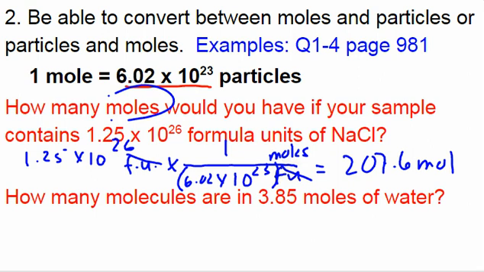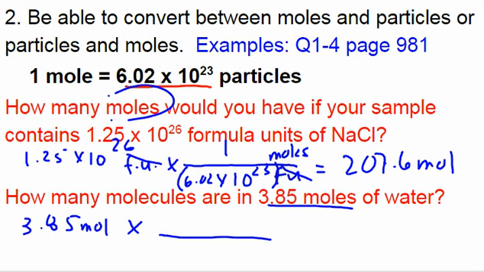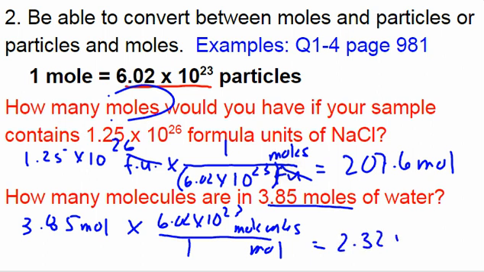So the second question says how many molecules are in 3.85 moles of water? So write down what you're given, 3.85 moles. And then what am I trying to get? I'm trying to get molecules. I have moles. And what I know about molecules and moles is there's a whole bunch of molecules, 6.02 times 10 to the 23rd in 1 mole. So when I go ahead and multiply this, I come up with 2.32 times 10 to the 24th, and then I need to label it molecules.